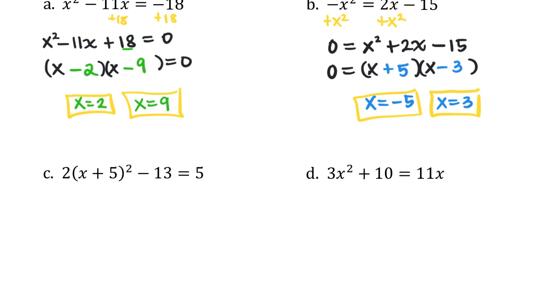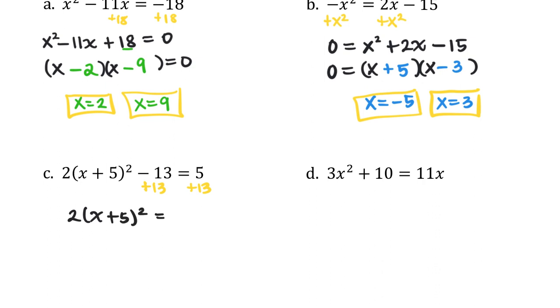Are we going to factor this? We're not going to factor it. I see that weird x plus 5 squared thing in there. So we're going to use square root. I want to get this by itself. Let's add the 13 over. Okay, and the yellow steps you don't have to write, but I'm writing them for our notes.